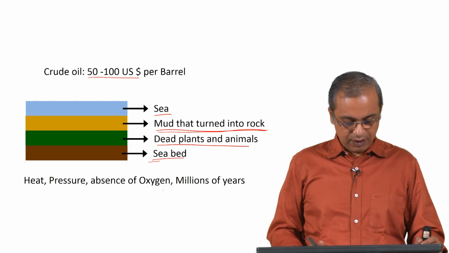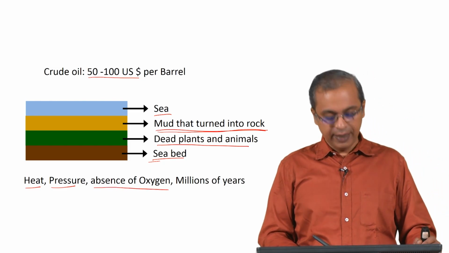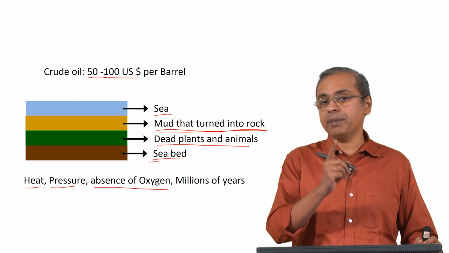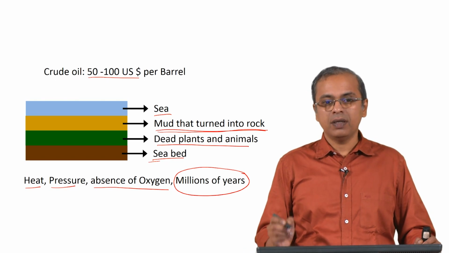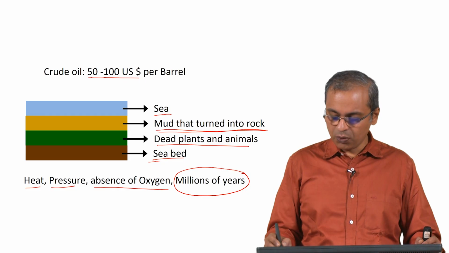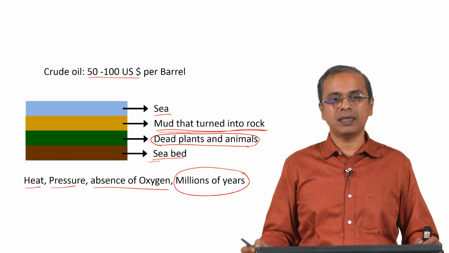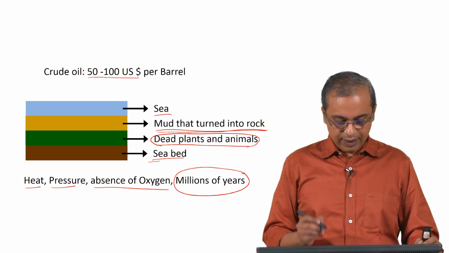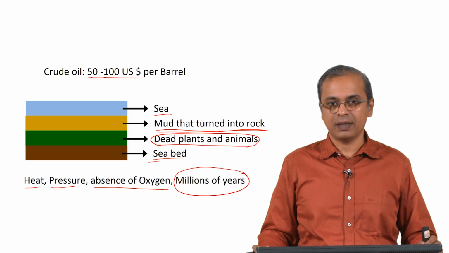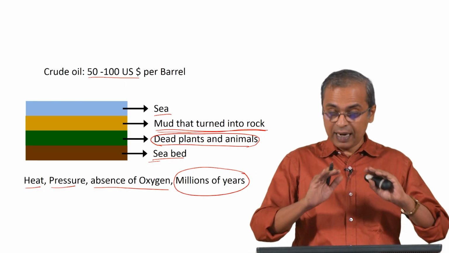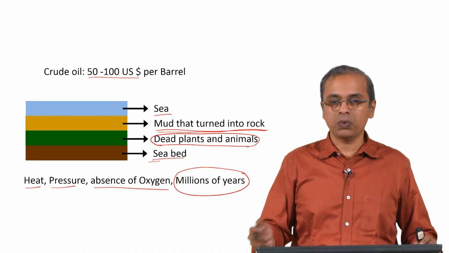Under these conditions, where there was heat, there was pressure, and there was absence of oxygen, and time, which is what? Millions of years. Heat, pressure, absence of oxygen and millions of years. This was the set of conditions that these dead plants and animals were subject to. Under this combination of conditions, gradually these dead plants and animals got converted to what we are now looking at as crude oil.